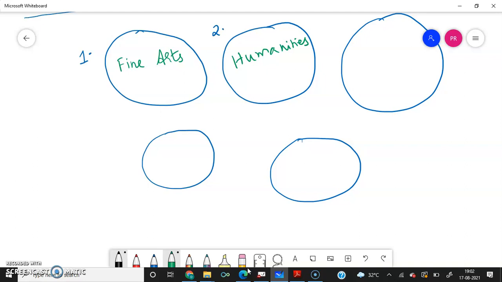Then we'll talk about the social science. The third classification is social science. You will be very familiar with social science. Our education, what you are studying just now, is nothing but social science. Why is the name social science given? This is society. We are studying mainly about society, but in a scientific manner. We are dealing in a scientific manner. That is why it is known as the social science.